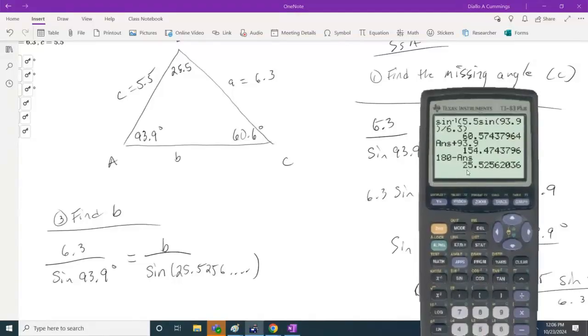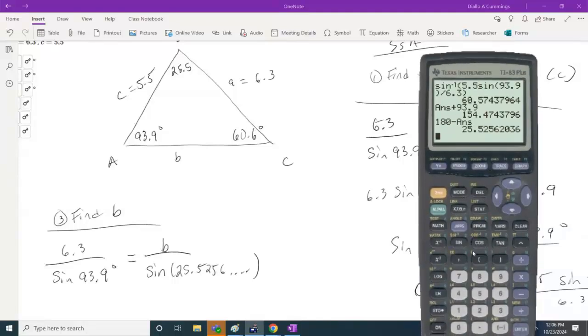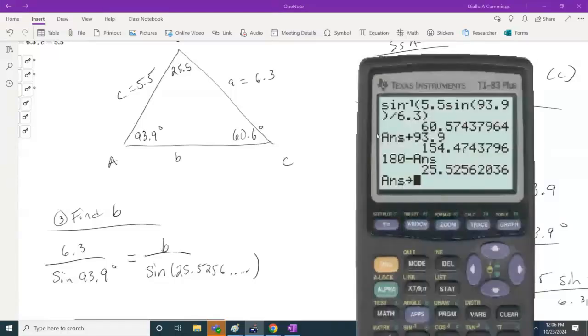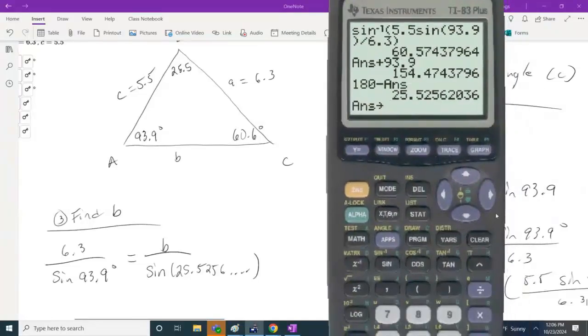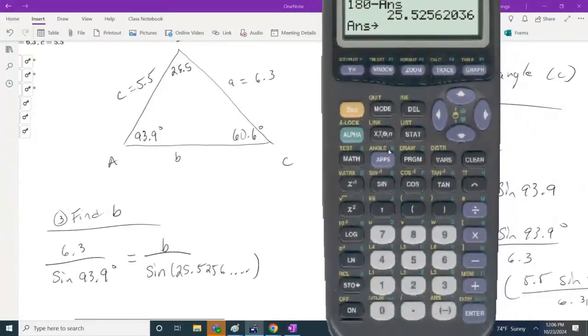So what I'm going to do is take this 25.5256 and store it. STO means store, and I'm going to store that for B. So the way I do that is I just hit STO, that's store. In order to find B, it really doesn't matter what number you use. I can hit alpha and apps, and that gives me B. And what it does is it stores that full value for B.